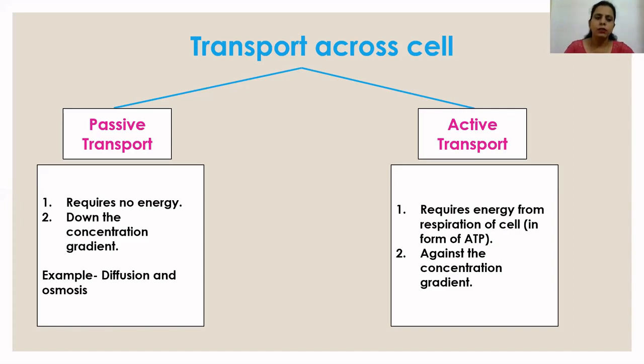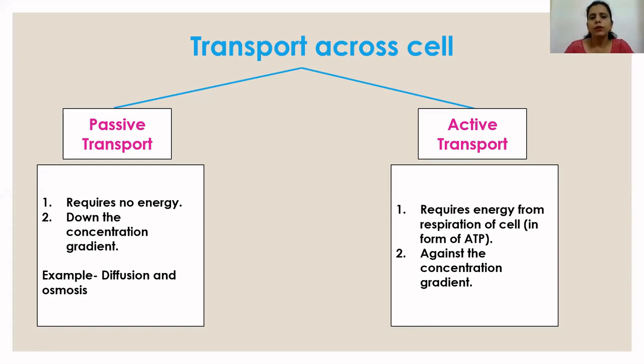By listening to the name itself, you can say passive means something in which energy is not involved, and active transport means something in which energy is required. So in passive transport, cellular energy is not used. Remember this carefully: in passive transport, no cellular energy is required by the process.